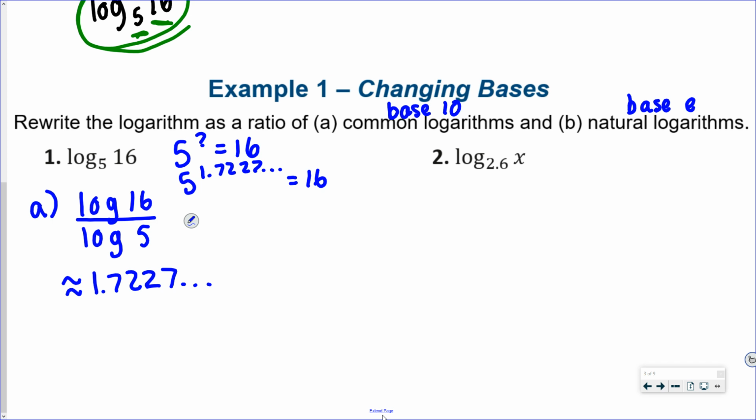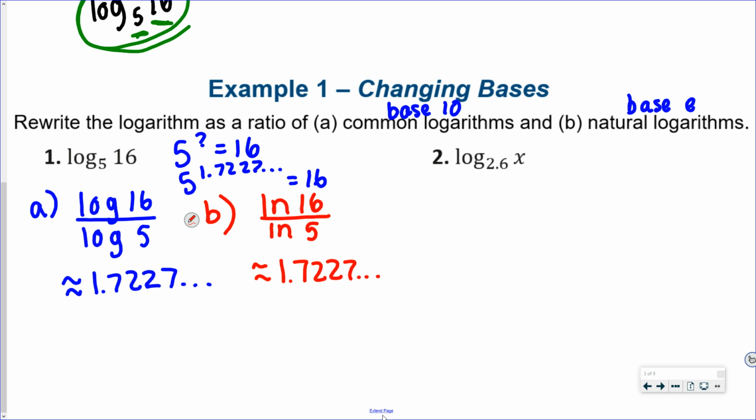Okay, rewriting this as a ratio of natural logs. We can do the same thing using log base e, natural log. The natural log of the value, the bigger number, 16, divided by the natural log of the base. And we can see we'd get that same answer like I just showed you on the graphing calculator.